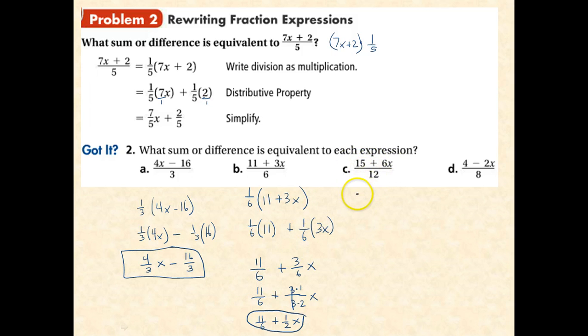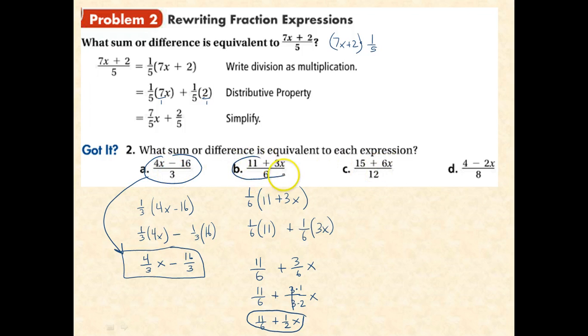Alright, here's another fun one. Here's a little kind of a shortcut you can take. You want to see a shortcut? I'll show you a shortcut. Look at from this step here down to this step here. 4 over 3x minus 16 over 3. You can basically just break apart the fraction under the same denominator.